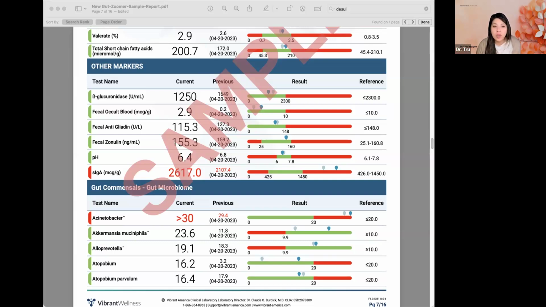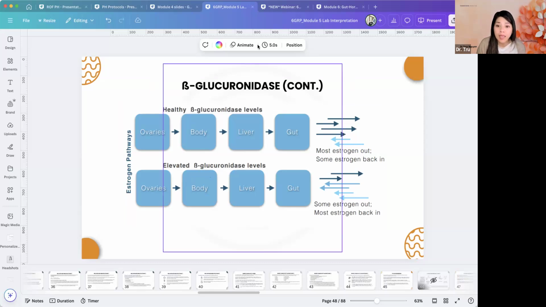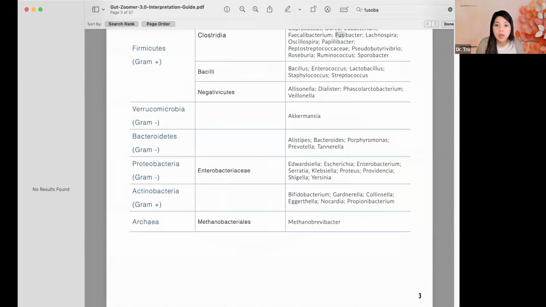Ultimately, let me just show you another picture here so you can see this, because I think a picture is worth so much more. In a normal healthy beta glucuronidase level, the ovaries produce estrogen, and it goes through the body, through the liver, and then you eliminate it through the gut. Most of the estrogen gets out, and some estrogen gets back in. But when you have too high a level of beta glucuronidase, then some estrogen gets out and most estrogen will get back in. So the concept is that you end up having too much estrogen, right? Which is what you don't want.